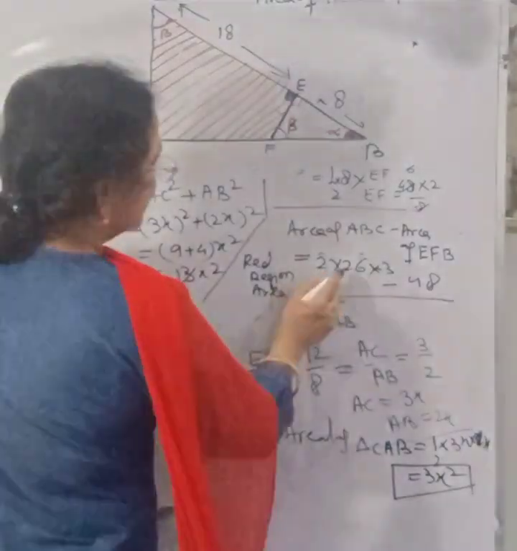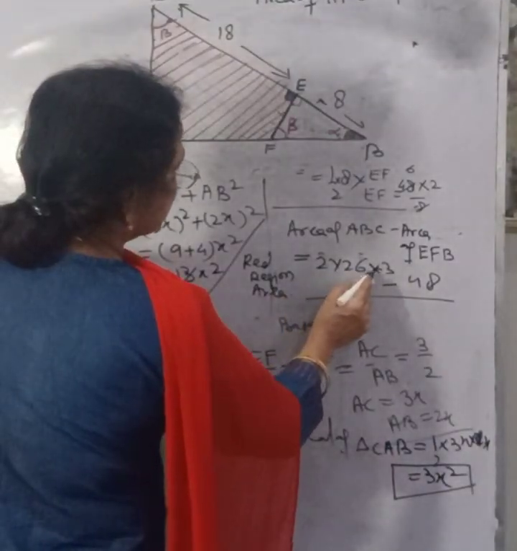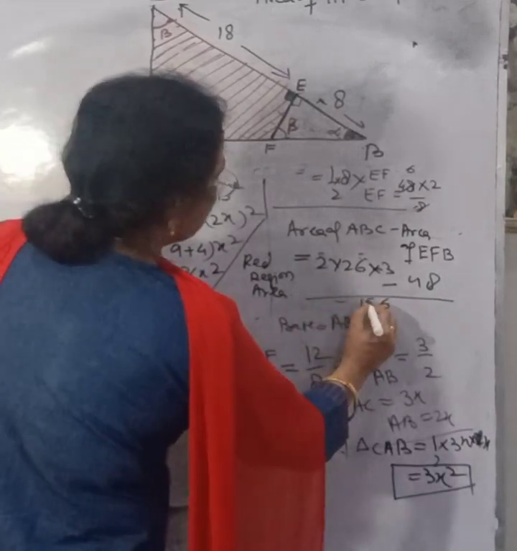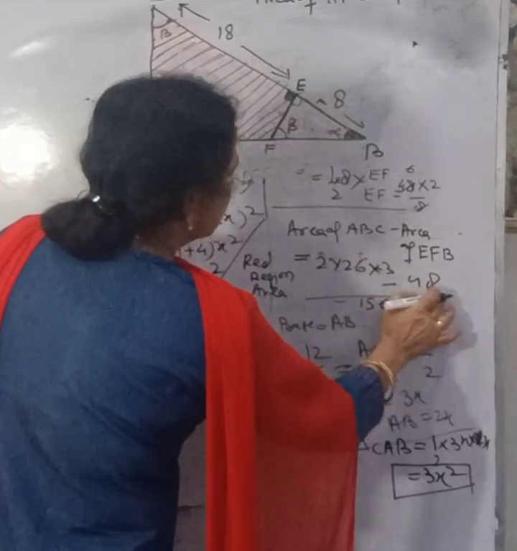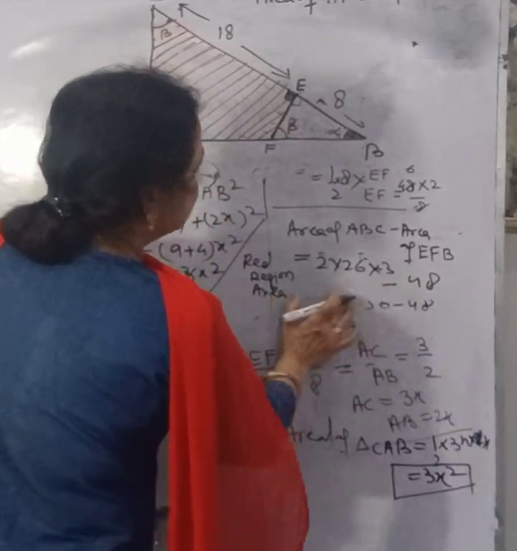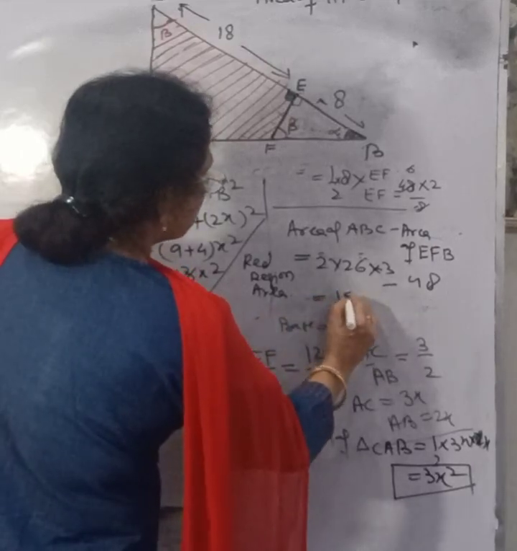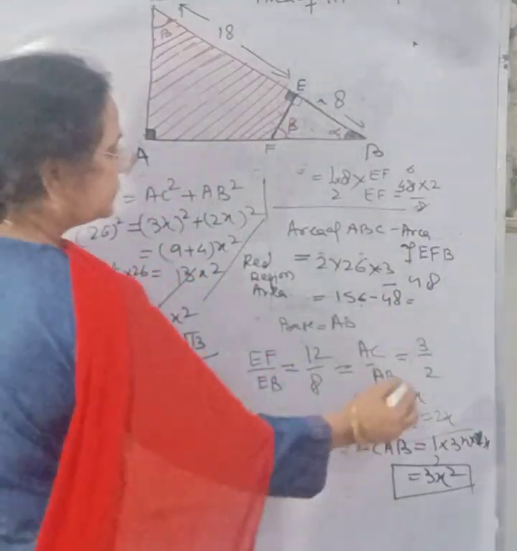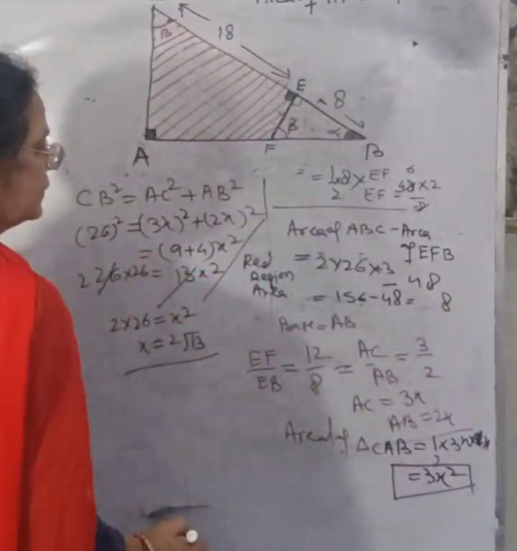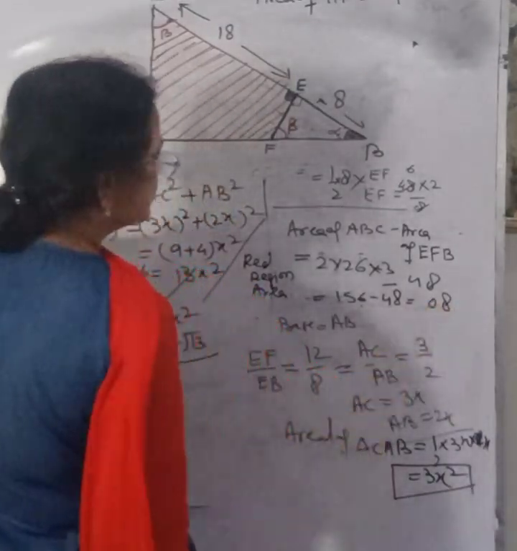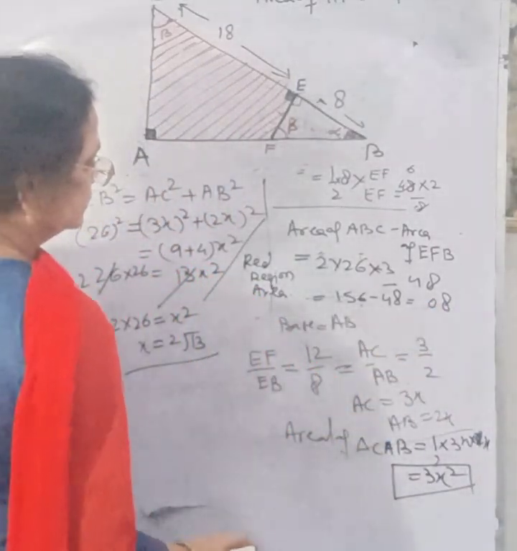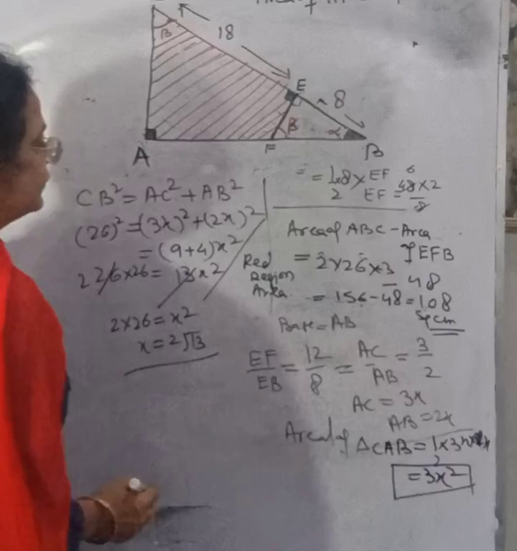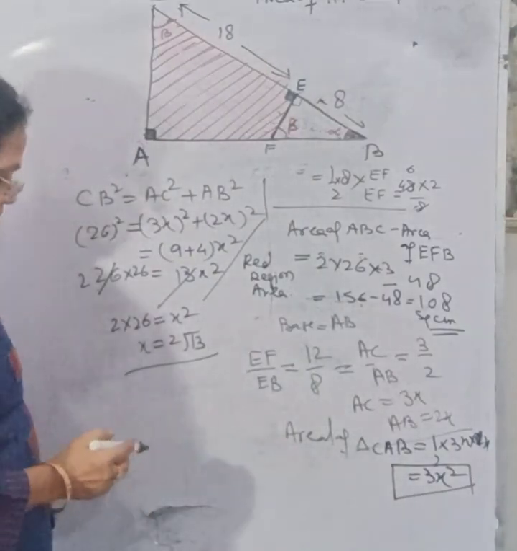This can be obtained by subtracting. 6 times 26 is 156, and 156 minus 48 gives the area, which will be equal to 108 square cm. This is the area of the red region.